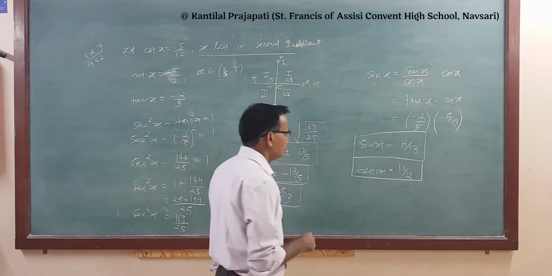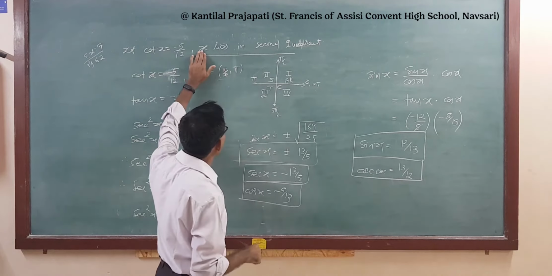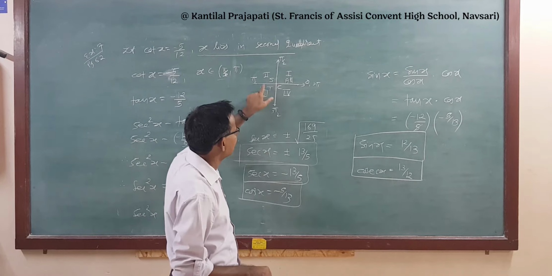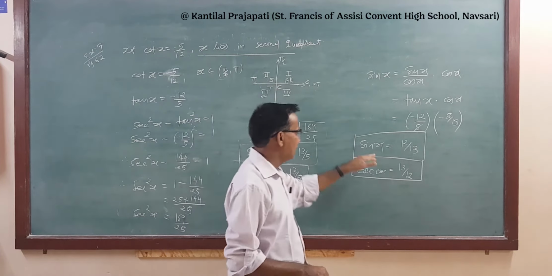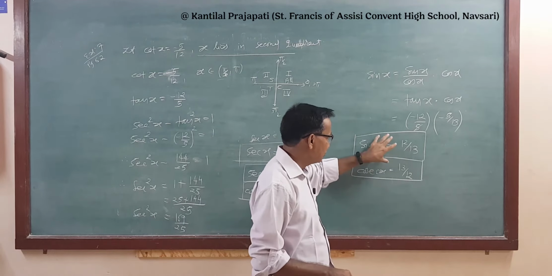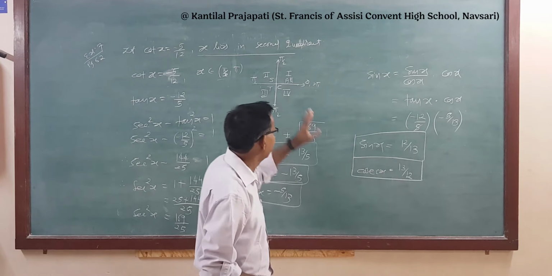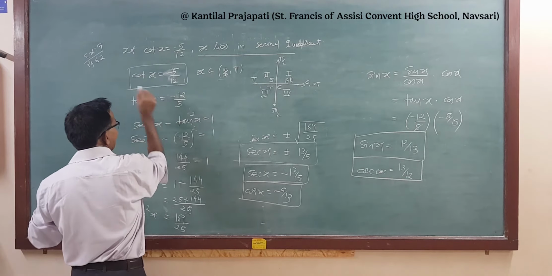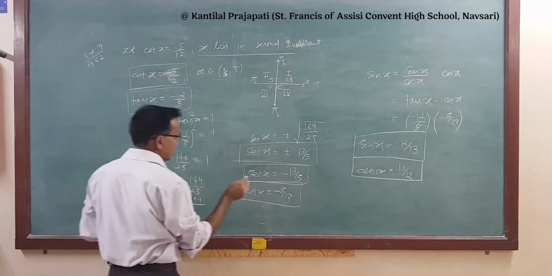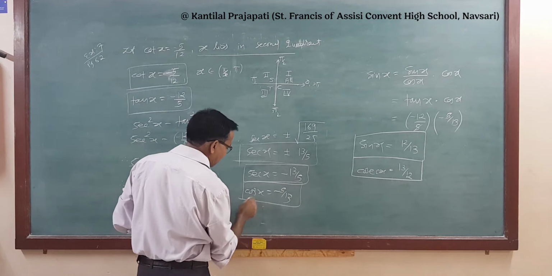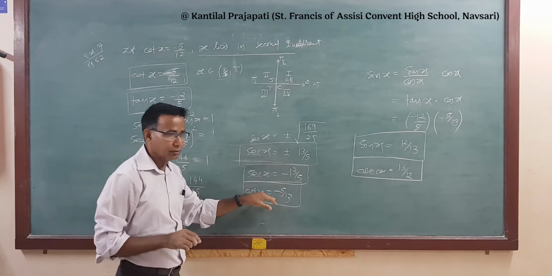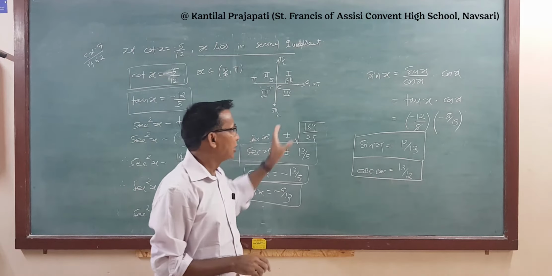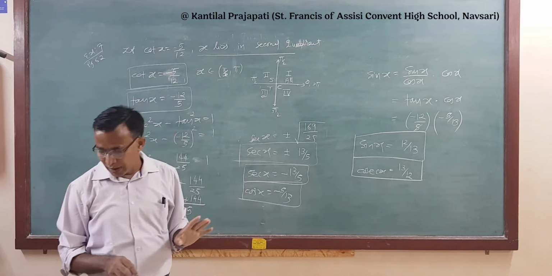So see here, x lies in the second quadrant. In the second quadrant, sine is positive, and its reciprocal is also positive, so sin x and cosec x are positive. The remaining four values are negative: cos x is negative, tan x is negative, sec x is negative, and cot x is also negative. In this way, you can find the values of all trigonometric functions from the given value.